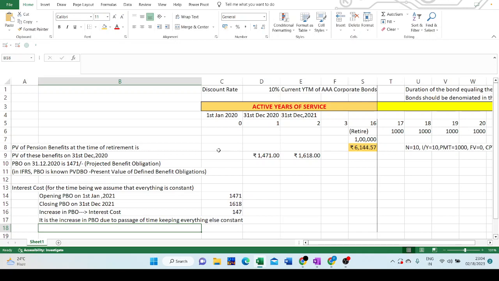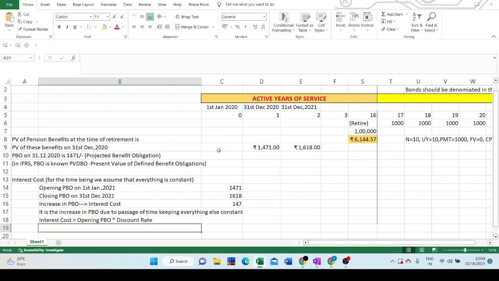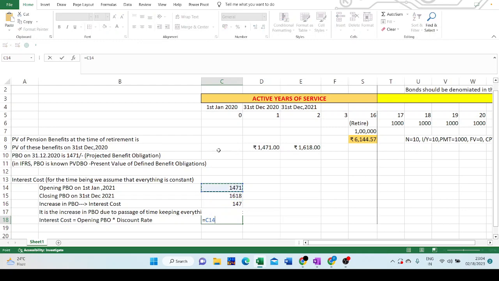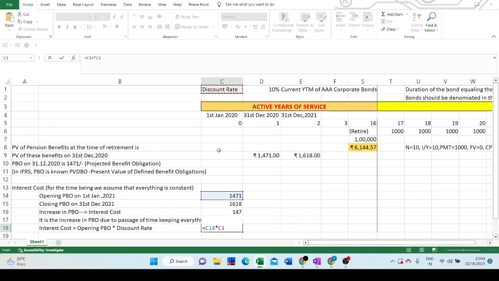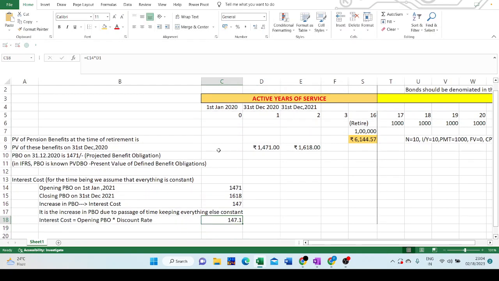So this is your interest cost. And there is a very simple way of calculating the interest cost, which is interest cost equals opening PBO into discount rate. So my opening PBO was how much? 1471. What was my discount rate? 10%. So my interest cost is 147.1. Right? This is how we calculate the interest cost. It is the increase in PBO due to passage of time, right?